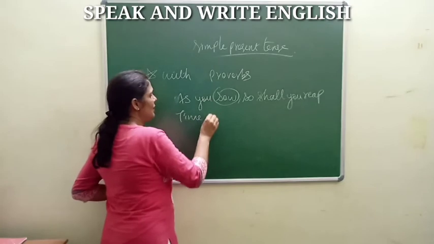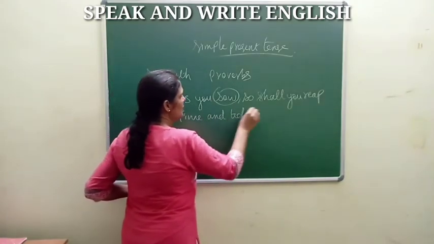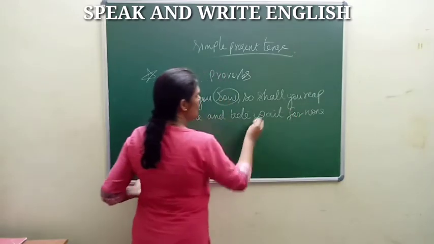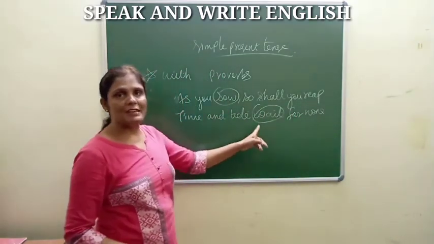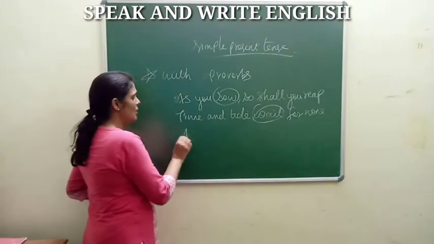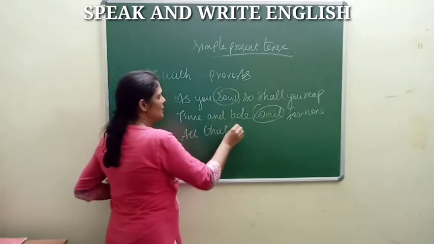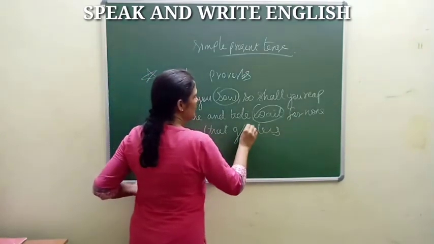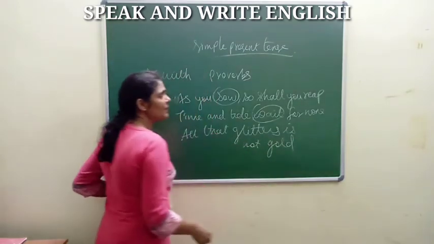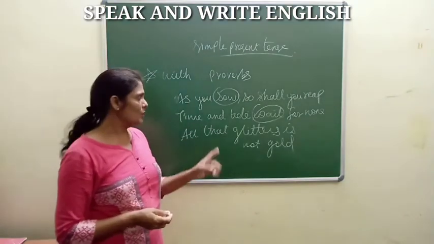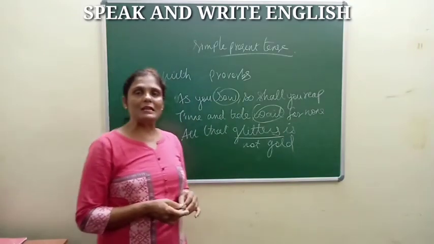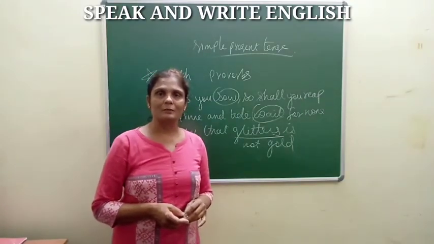Time and tide wait for none. It's a proverb. So the proverbs again should be used only in the simple present tense. All that glitters is not gold is again a proverb. So the proverbs, as I told you, should always be in the simple present tense.